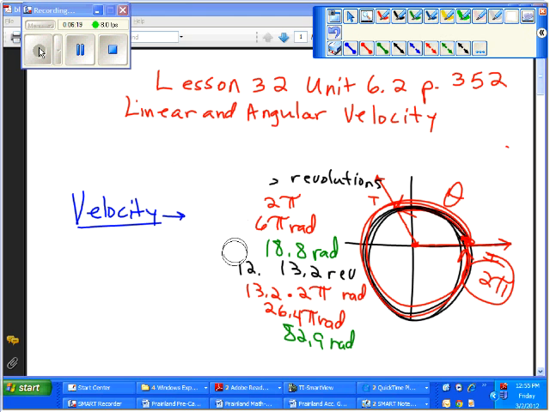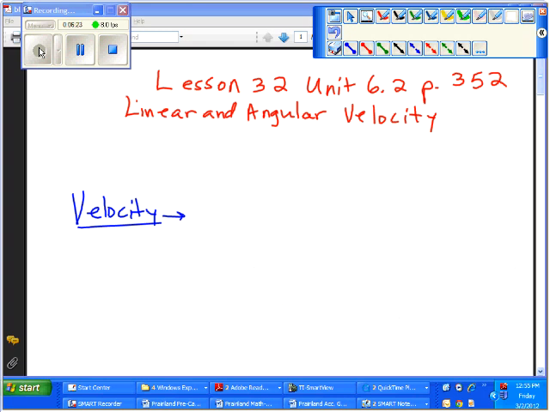All right. Now, let's talk about velocity. Now, I'm just going to get totally away from the unit circle and talk about velocity. If you were in my Algebra 1 class, what did we call velocity?